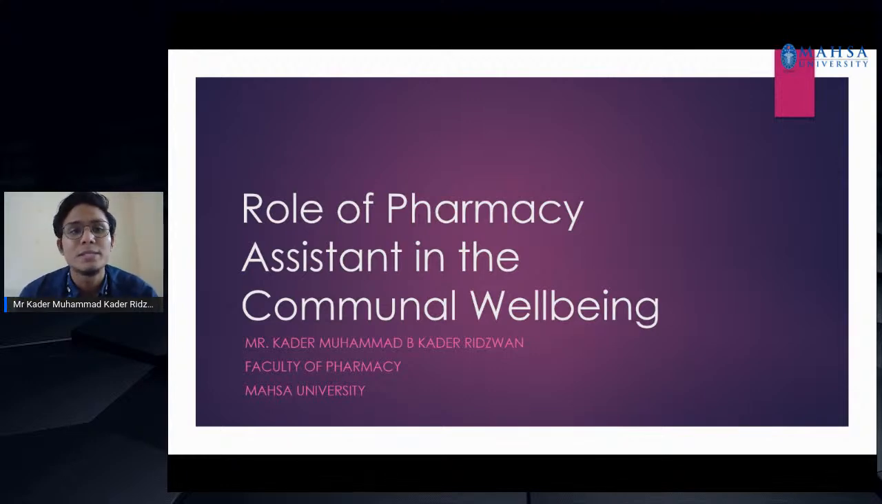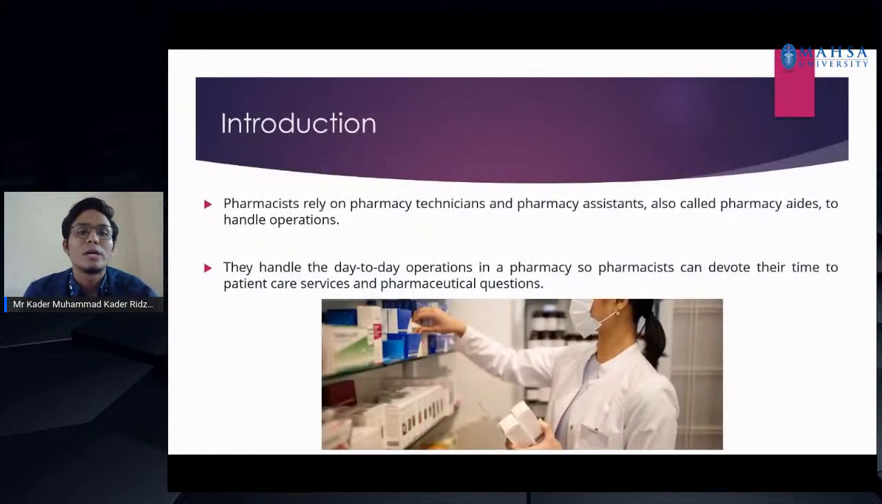A pharmacy assistant is a person who graduates from a diploma in pharmacy. In Malaysia, we have a few institutions, including Mahsa. If you graduate with a diploma in pharmacy, obviously you are going to become a pharmacy assistant. As an introduction, the pharmacy technician or pharmacy assistant is going to work together with pharmacists. It's not that the pharmacist will be your boss.